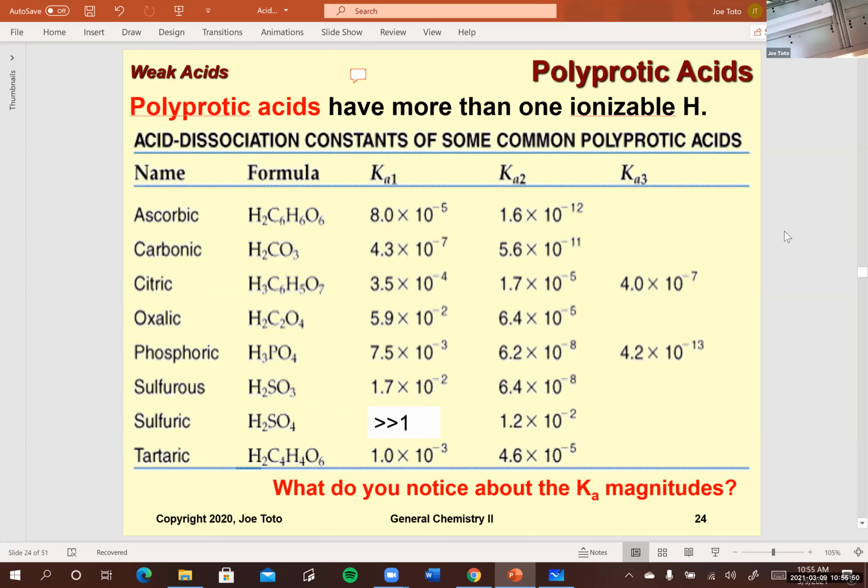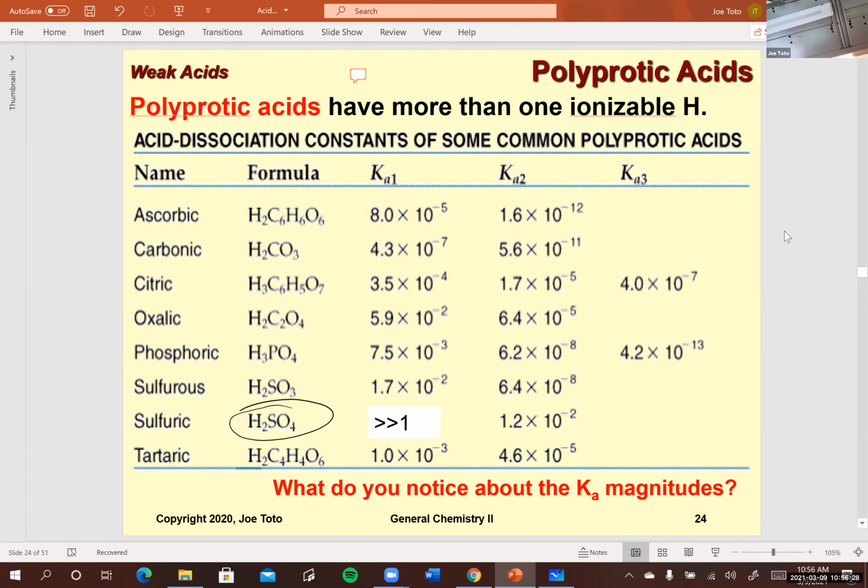All right, moving right along to other concepts in this chapter. We have to look at polyprotic acids. Some acids have more than one proton to give. If you look at this table of all these different weak acids, I know they're weak acids because the Ks are much less than 1, except for one, and that would be sulfuric acid. And that's only for that first deprotonation.